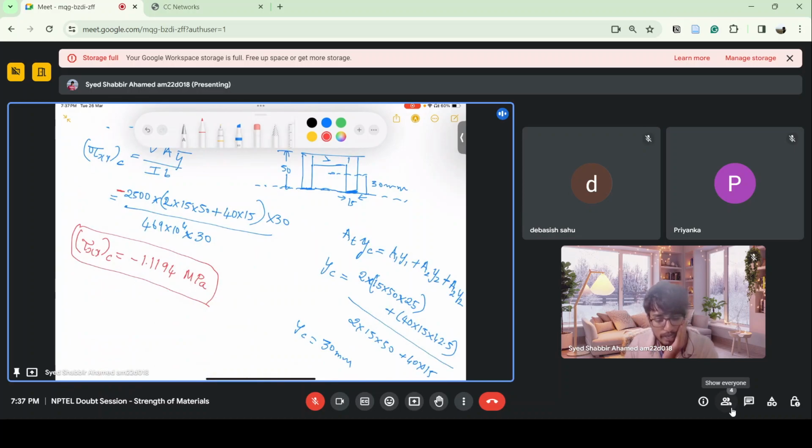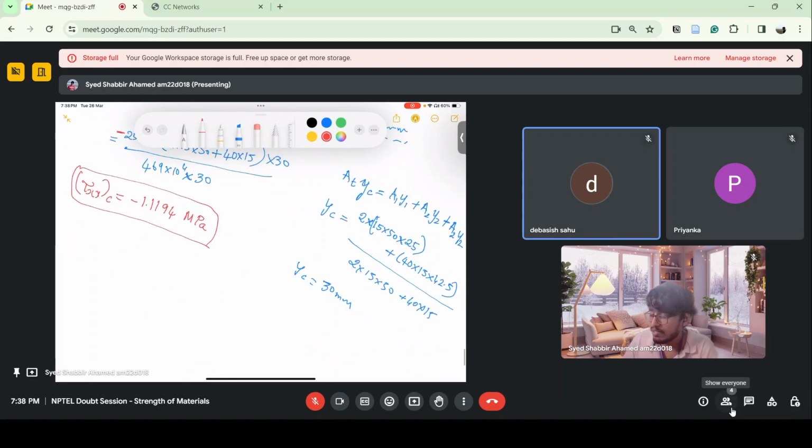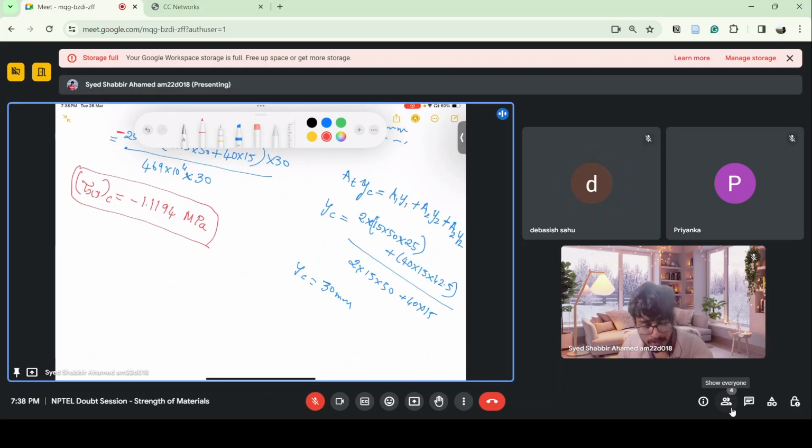And what is the value of sigma y at C? What is the value of sigma y at C? This point. Can you tell? That is neutral axis, sir. Yeah, 0, sir. 0. Yeah. Anyway, sigma y is entirely 0.